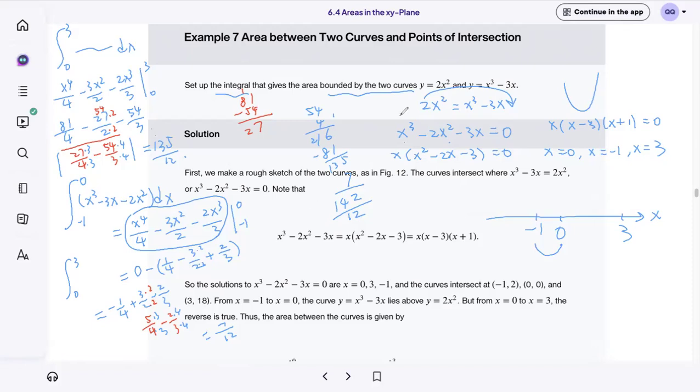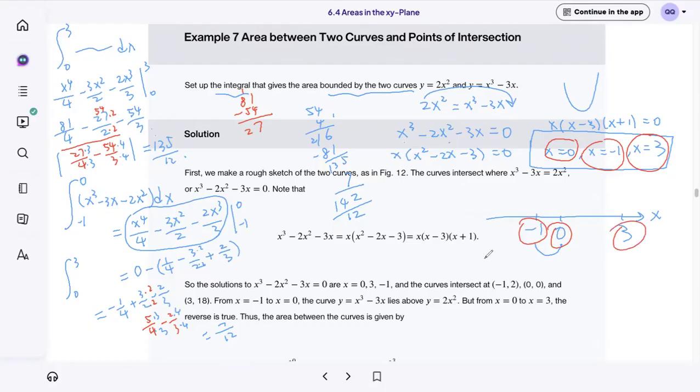But what's important here is this kind of question, if the area is bounded by two curves, we need to find where those two graphs intersect. Right? If we cannot graph it, well, if it's for homework, yes, we can graph it. But for an exam, we are not able to graph it. So we need to set the two functions equal and solve for the x values. In this case, we have 3 x values: x equals -1, 0, and 3.